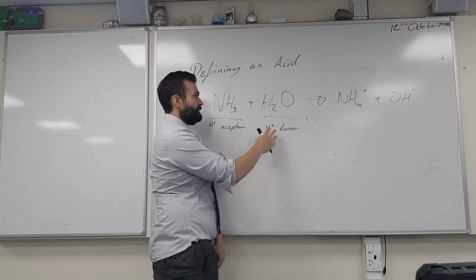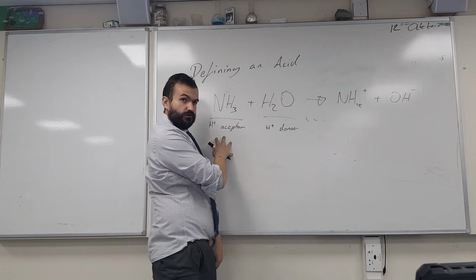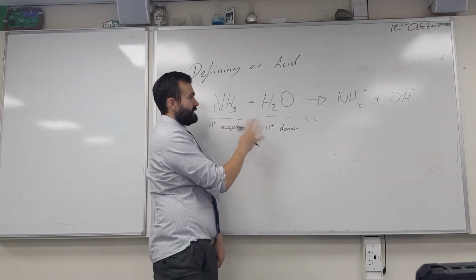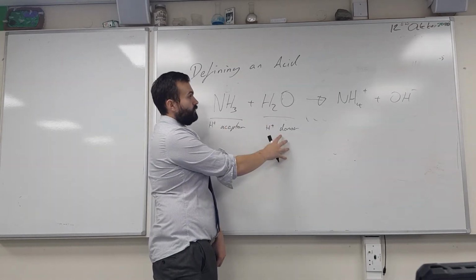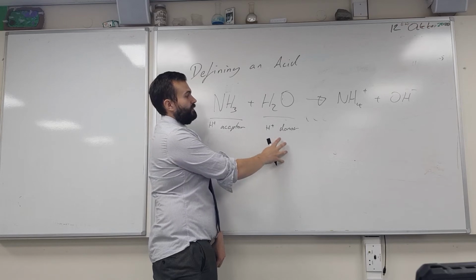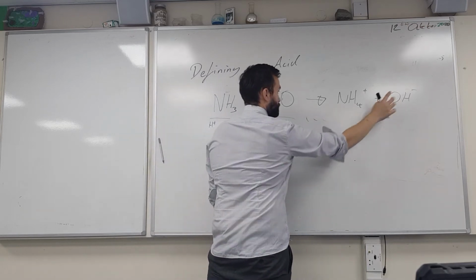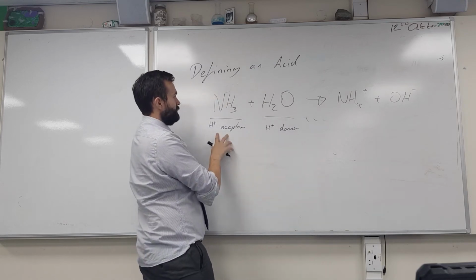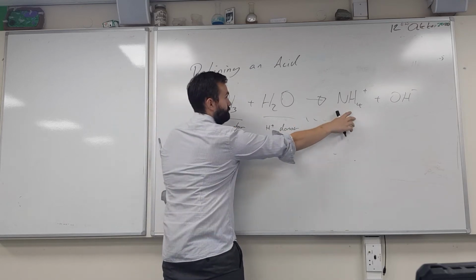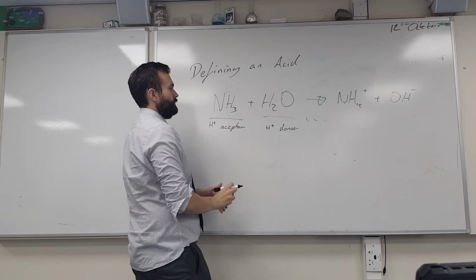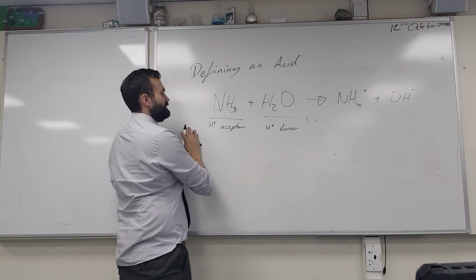But whenever we're trying to identify if something is an acid or base, all we have to do is see if it's got an H plus donor. So here it's got two H's, now it's got one, so it's donated one. We started with 3 here, now it's got 4, so it's accepted one. So that's a relatively standard one.